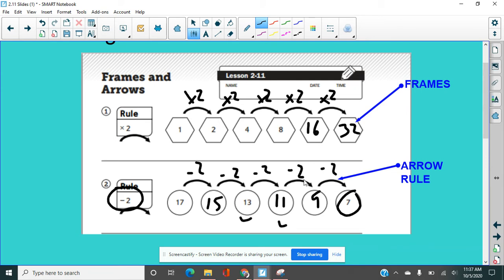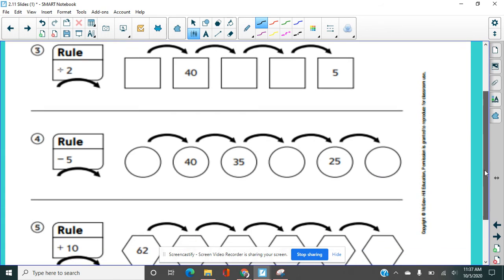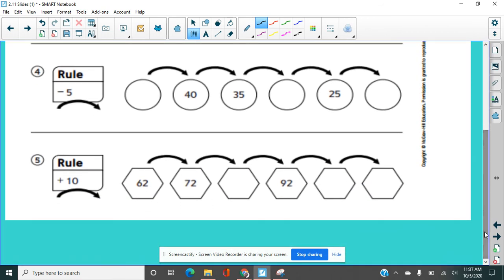So the arrow is the one that carries the rule, whatever the rule is, and the frames, the shapes, are going to carry our numbers. Hey, let's do one that's this. Oh, look at this. Divide by 2. Actually, we're going to save divide by 2 for the next page. Let's do this one down here together.